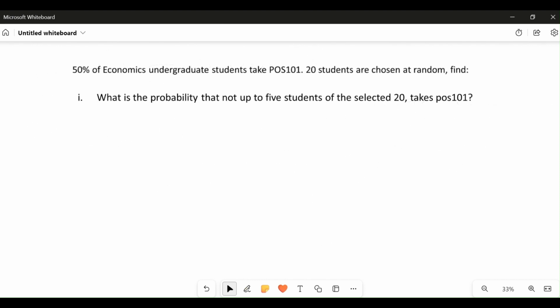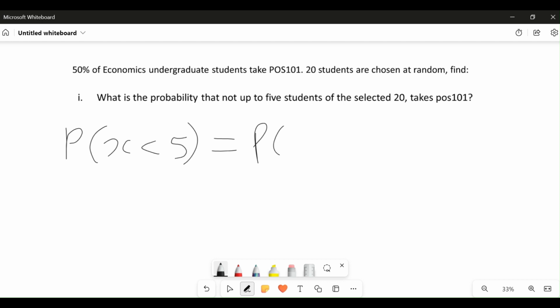All right. The other part of this question asks: what is the probability that not up to 5 students of the selected 20 take POST 101? So basically, the probability we are asked to find here is the probability of X not up to 5 students. That is X less than 5.